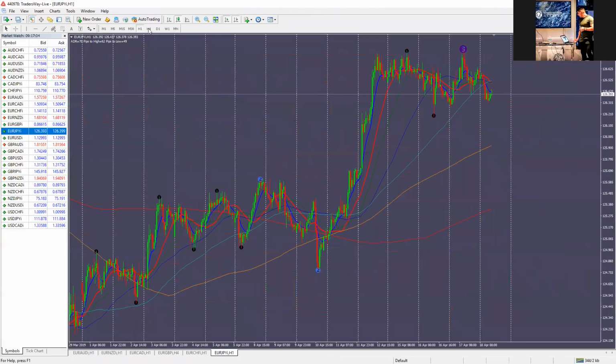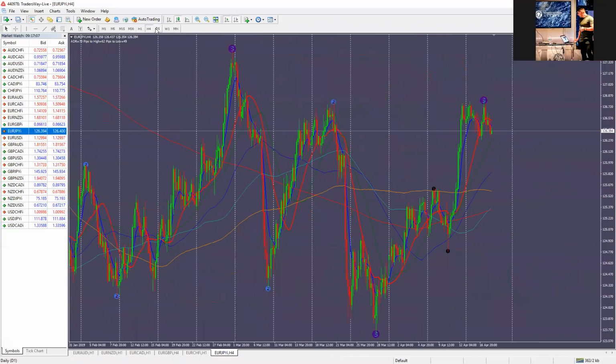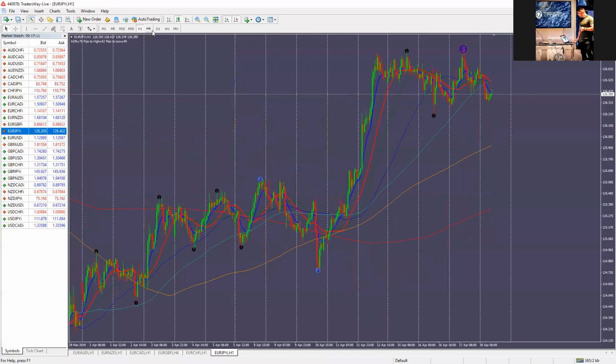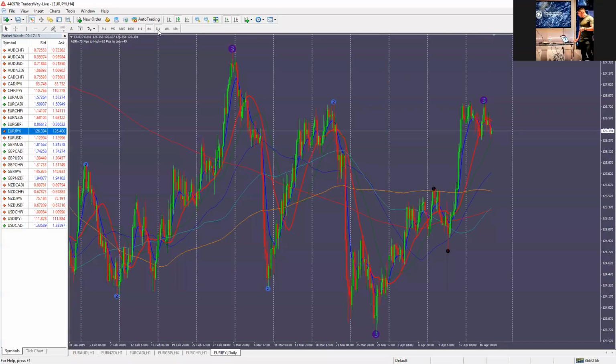Okay. Euro JPY is looking like it's about to drop pretty soon. It's showing a 3 on the 4 hour, 3 on the 1 hour.